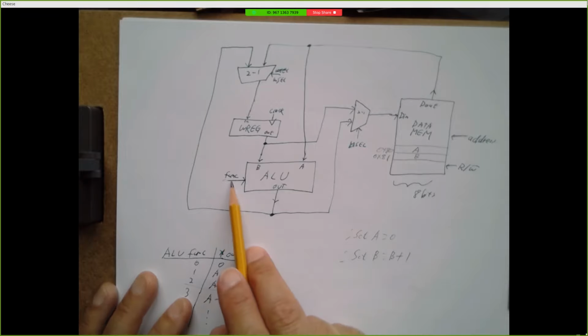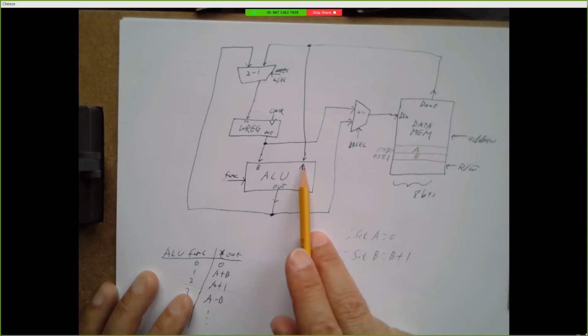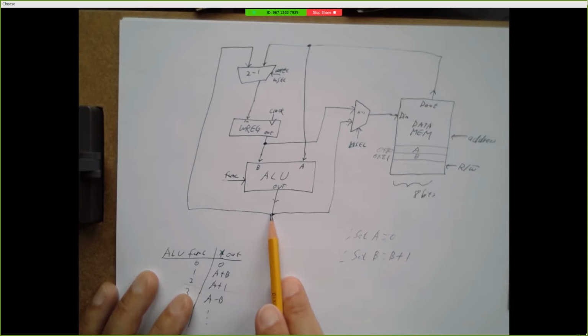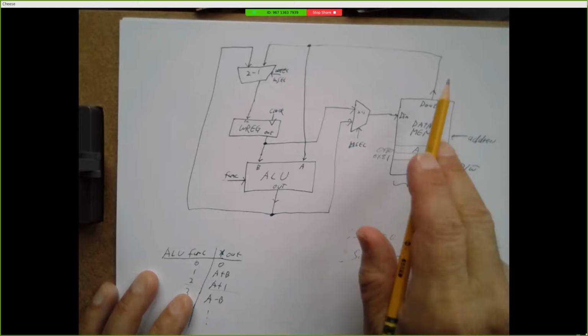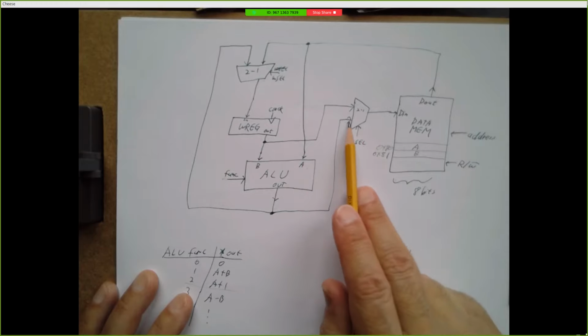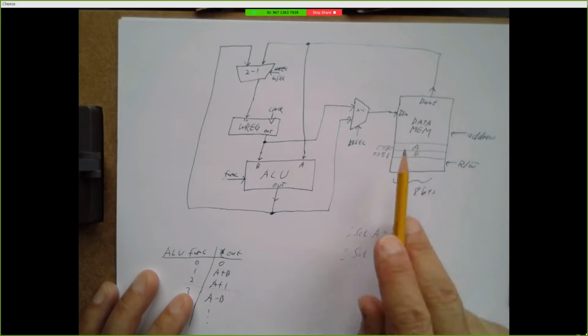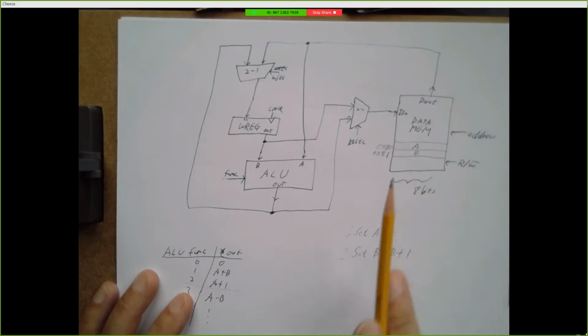So if I set my function select to be 2, this ALU will say take the value coming in A, add 1, put that on my output. And now we have B plus 1 coming along this line. It's a variable I'm calling B, but it's going into this input. The output is this input plus 1. So this is B plus 1. Set your select to choose this, put that on your data input. Now if I just drop this write line to a 0, B plus 1 gets written into location 81.